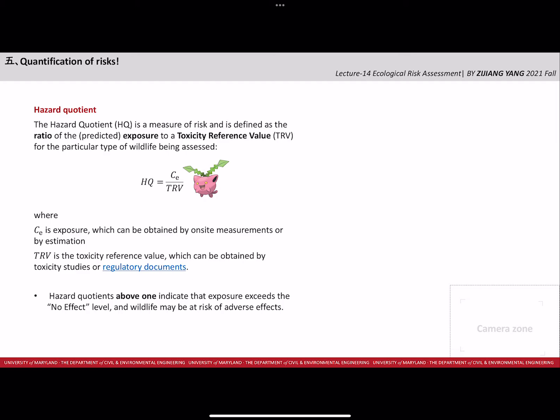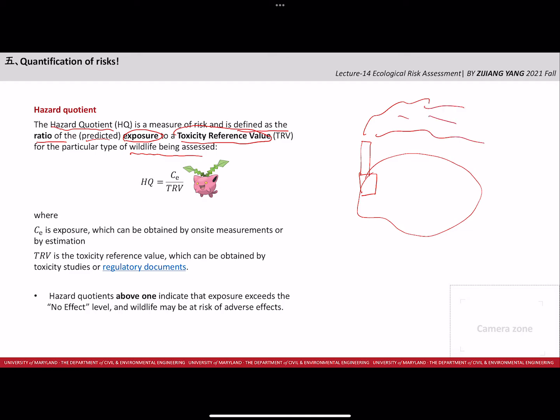So for the risk characterization, we use the hazard quotient to measure the risk. We may have some other things, but the hazard quotient is the most common one. This is defined as the ratio of the exposure to a toxicity reference value, TRV, for the particular type of wildlife being assessed. And here I just say predicted, because in some situations we cannot measure the exposure directly. Especially if we have a site and we plan to build a plant and it will have some air pollution, before we build this plant, we can still do the risk assessment because we can predict the concentration of the pollutants in this area. So we cannot measure, but we can predict.